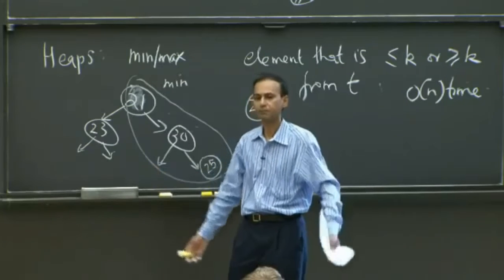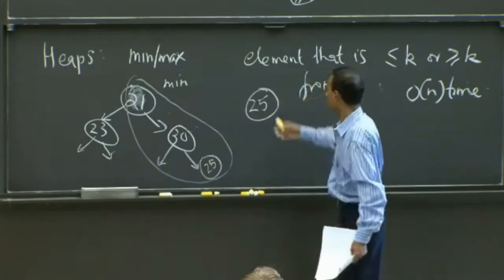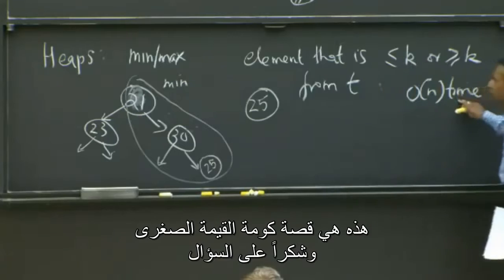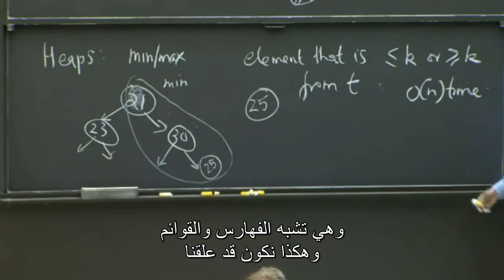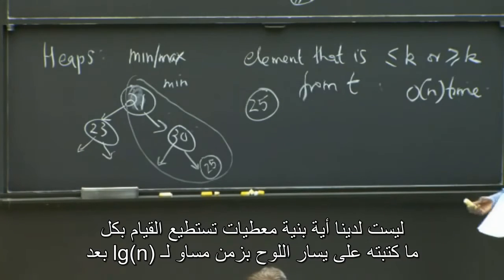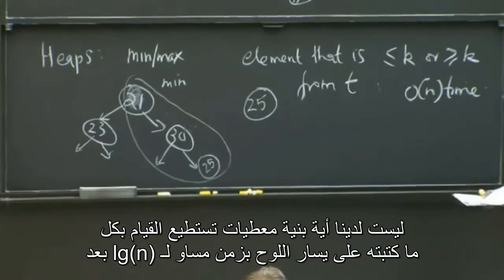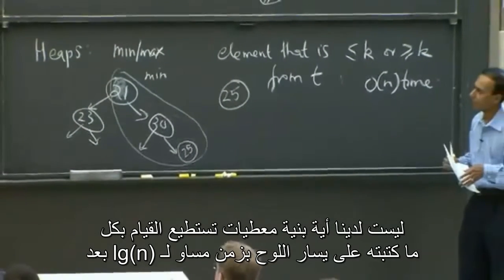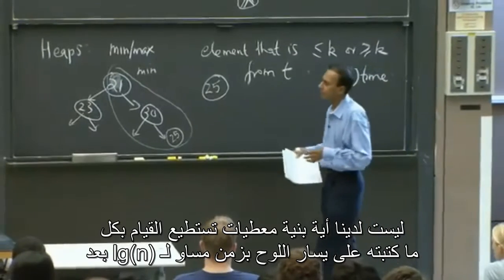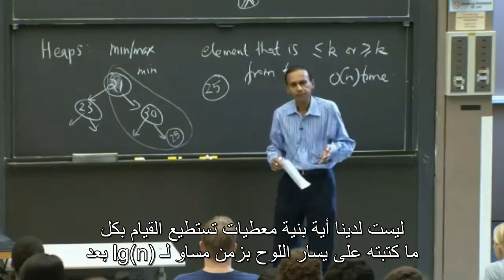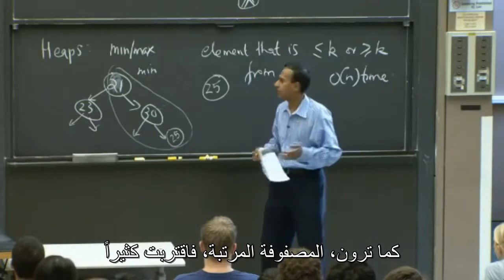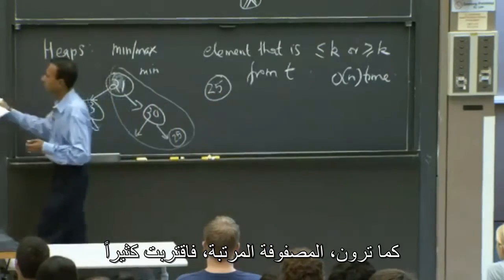All right? So that's the story for the min heap. Thanks for the question. And it's similar for dictionaries, as I said. And so we are stuck. We have no data structure yet that can do all of the things that I put up on the board to the left in order log n time. Okay? And as you can see, the sorted array got pretty close.